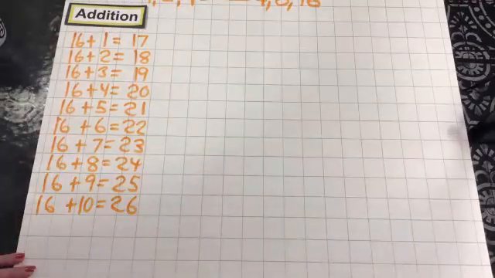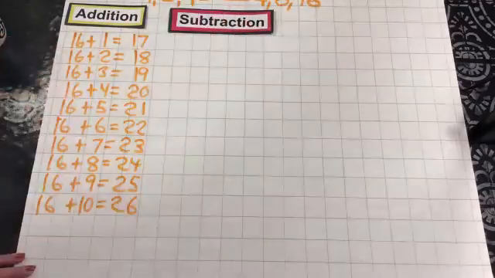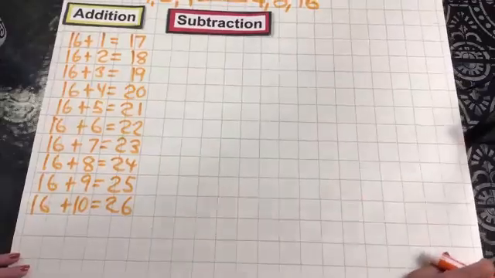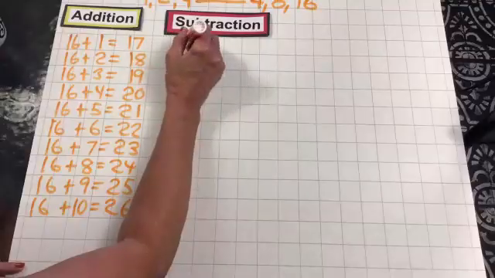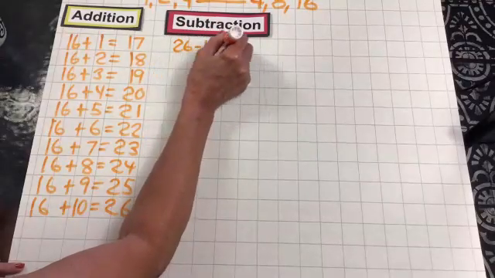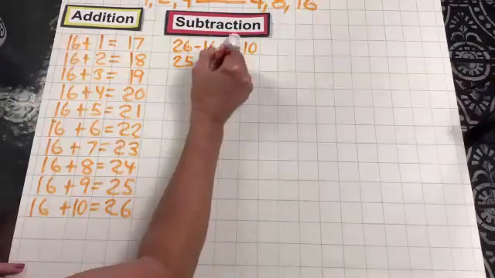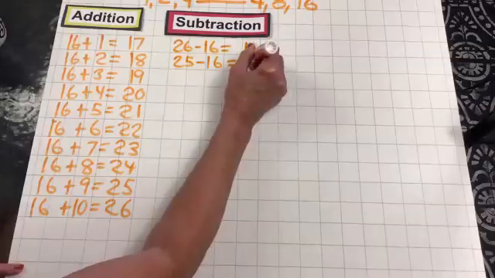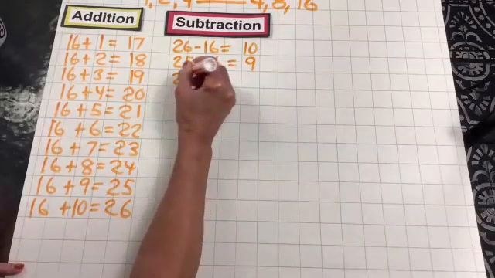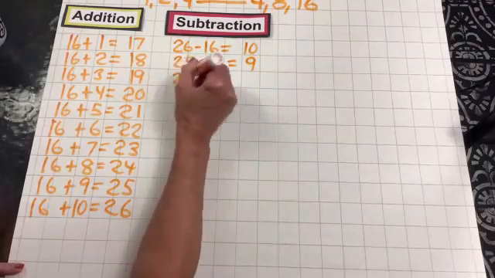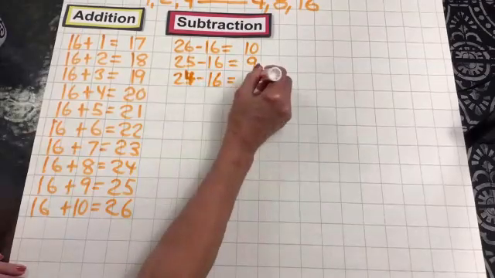Let's go on to our subtraction. And remember, subtraction is addition backwards. So we're going to use the same families here. We'll start with 26 minus 16 equals 10. 25 minus 16 equals 9. 25 minus, oh sorry, this should be 24. If you make a mistake, you just don't erase, just fix it. 24 minus 16 equals 8.